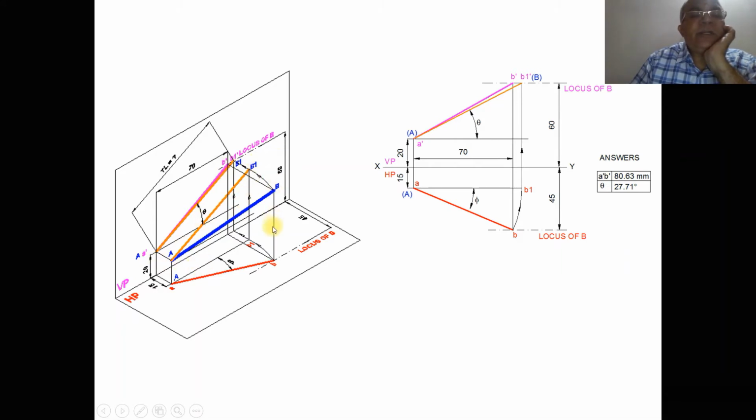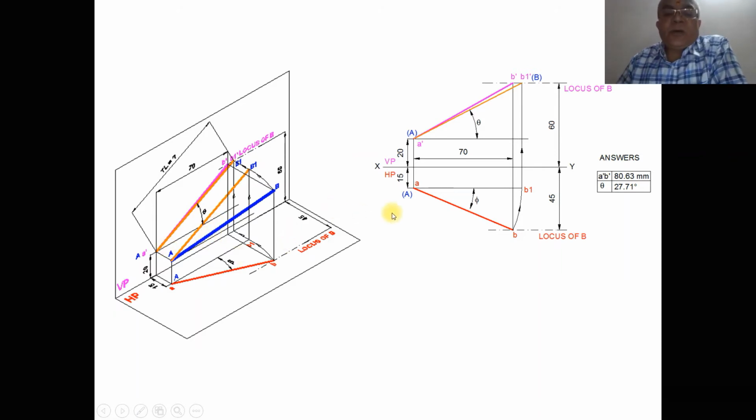So what happens to the image in the top view? The image in the top view, AB, is rotated such that both A and B1 are in front of VP by 15 mm. Now the line is parallel to VP. Since the line is parallel to VP, you get the true length in the front view, which is going to be A dash B1 dash. This is the true length, and you measure and denote that angle, the inclination with respect to HP, as theta.